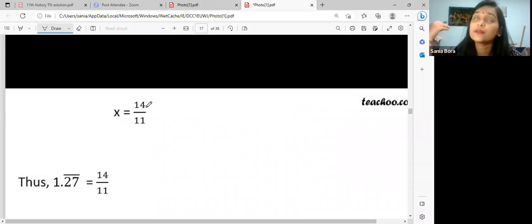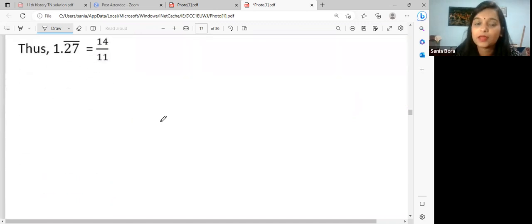Usually in maths, we give the answer in the simplified form, right? If it is divisible, then you have to keep on dividing it until and unless you cannot divide it further. Okay, so it is 14 upon 11.